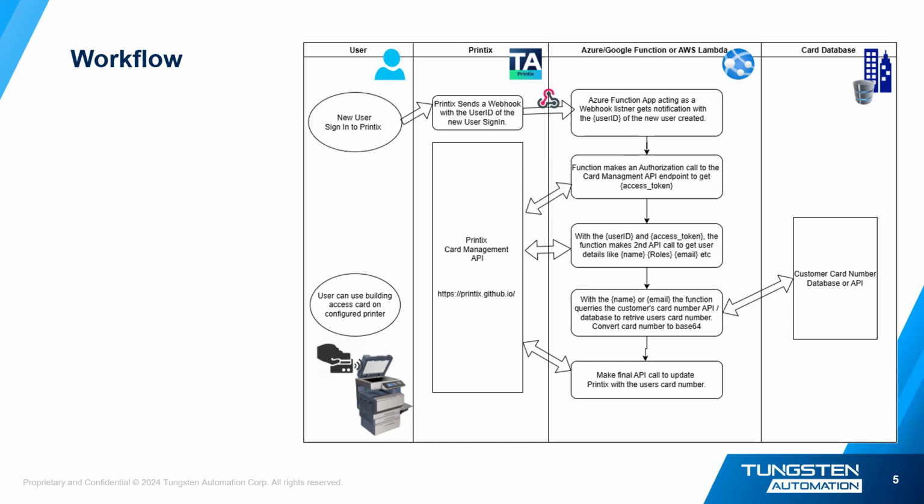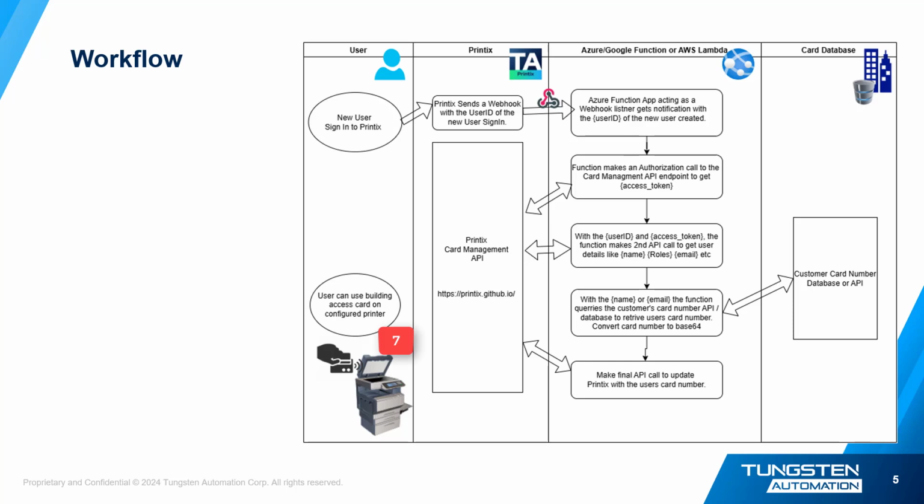With the access token and the user ID, the function makes a second call to Printix to get user details like name, roles, and email address of the newly created user. Next, with the name or the email, the function then queries the customer card management database or API to retrieve the created user's card number from those systems, which is then converted to base 64. Finally, the function makes a post request to the card management API to update the user's card number into Printix.